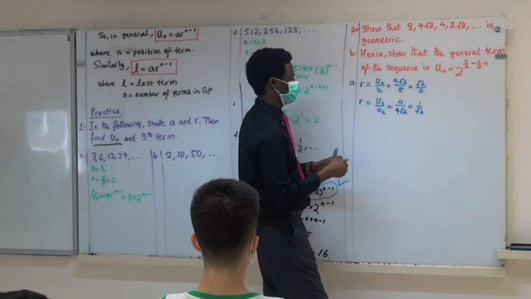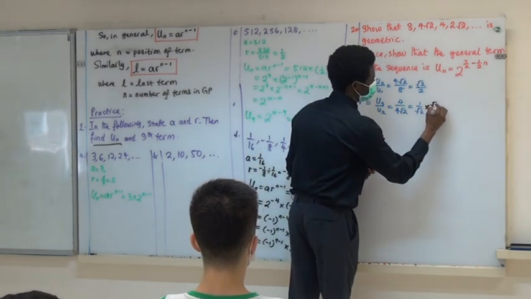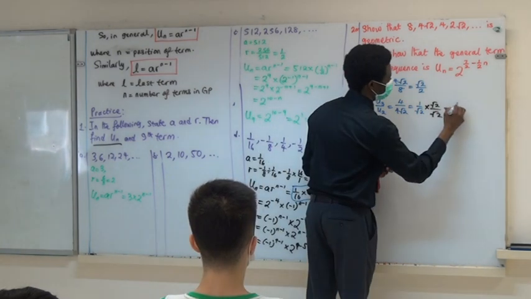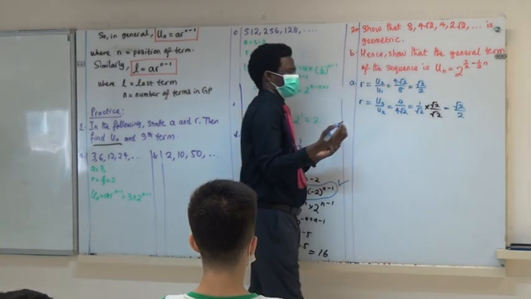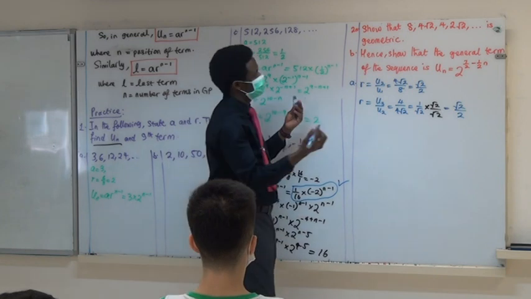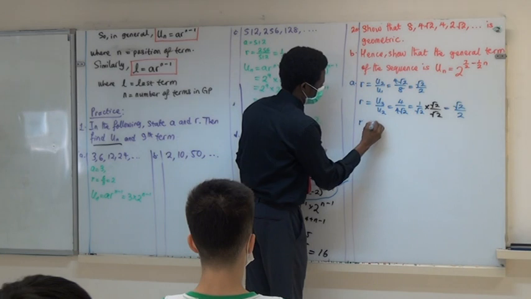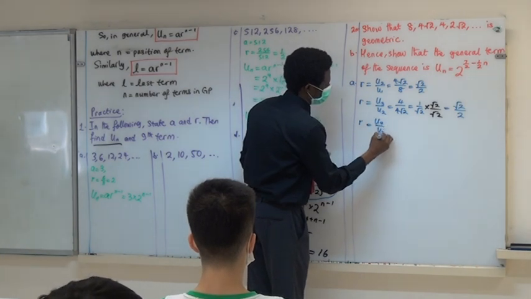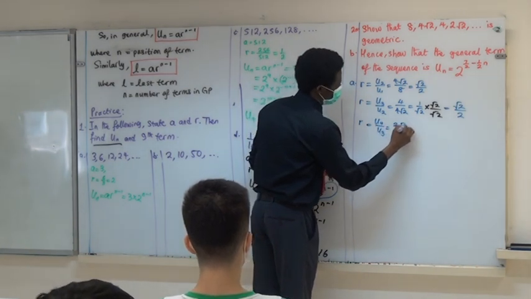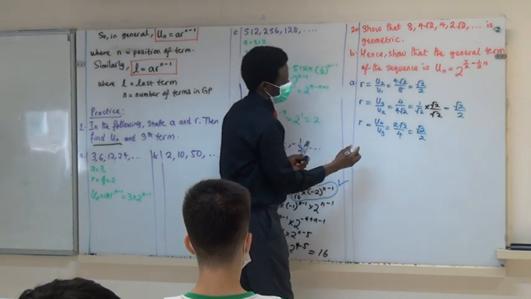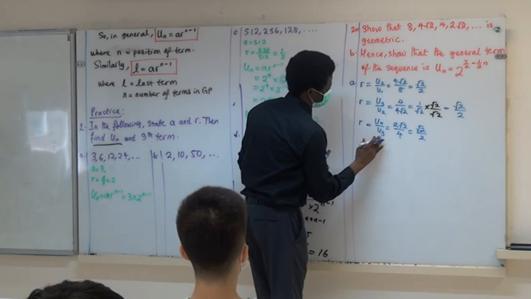Oh, but it doesn't look like it. Well, I've learned how to rationalize in third form. Then I will get root 2 divided by 2. Okay, I still get the same. We check the last one. These two might be enough. I'm just going to go to the last one. u4 divided by u3. u4 is 2 root 2 divided by 4. I get root 2 over 2 again. So therefore, the sequence is geometric.